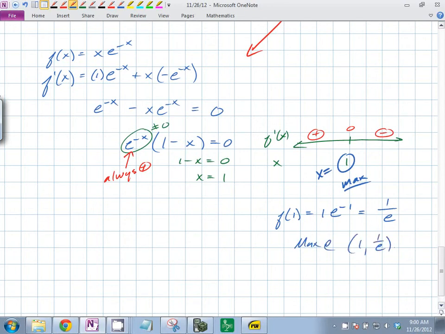So you just found out where it's increasing and where it's decreasing. Nice. You also just found out what the range is, by the way, because you just found the biggest value. What's the biggest output this thing can have? 1 over e. So what's the range of this function? y such that y is less than or equal to what? 1 over e. It goes up to 1 over e and goes down.